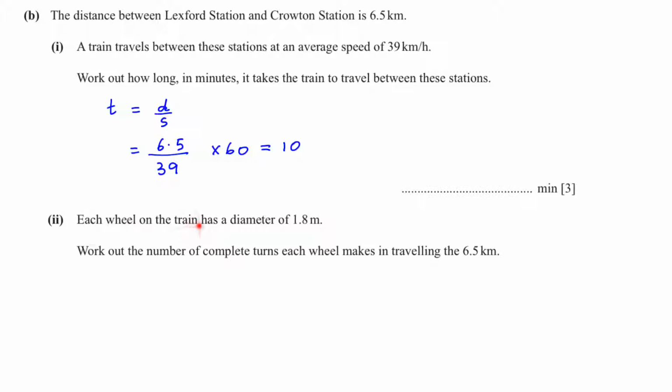B2. Each wheel on the train has a diameter of 1.8 meters. Work out the number of complete turns each wheel makes in traveling the 6.5 km. The diameter is in meters and the distance is given in km. Let's change the kilometers into meters. To do that, you will have to multiply. 6.5 multiplied by 1000 is equal to 6,500 meters. 1 kilometer equals 1000 meters. That's the reason we multiply it by 1000.